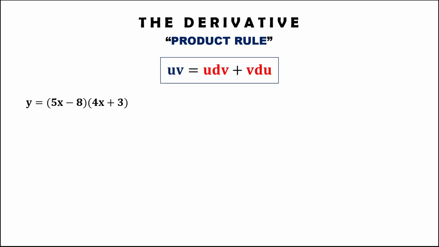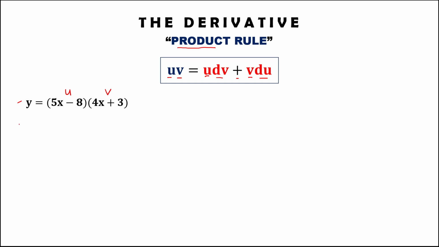So for this problem, to find the derivative, we use the product rule. We have u times v, so this is equal to u times the derivative of v, plus v times the derivative of u. For this given, this is u times v. So first, we need to find the values for u, dv, v, and du.